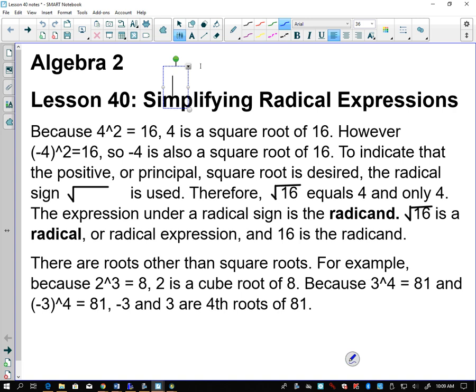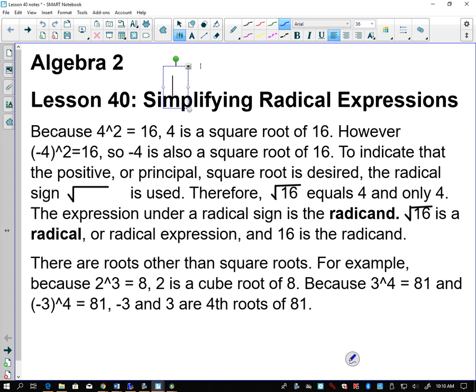Okay, good. But here's the thing that you also want to keep in mind. Negative 4 times negative 4 is also 16, right? So negative 4 is also the square root of 16. Okay? Does that make sense?